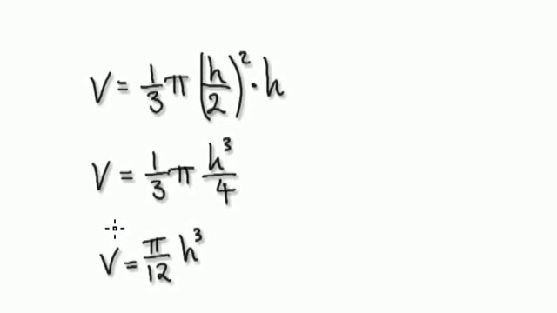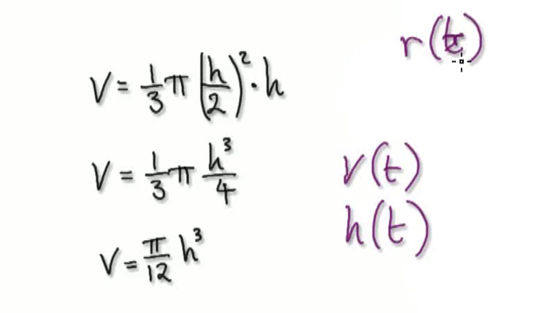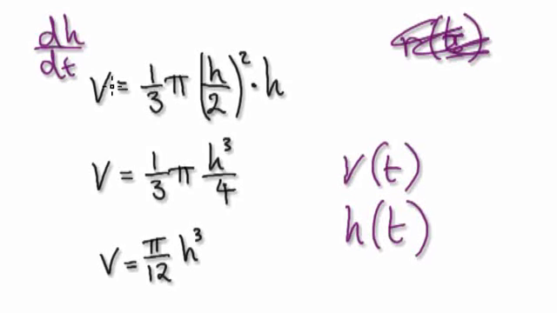Now use implicit differentiation. Remember that V is a function of time. H is a function of time. And by the way, R is also a function of time, but we don't care about this. We are after dH by dt, and we were given dV by dt. We don't care about the radius, so forget about the radius.